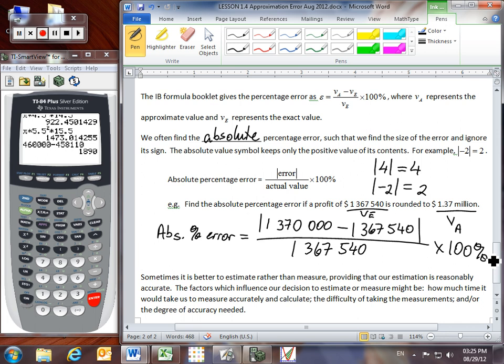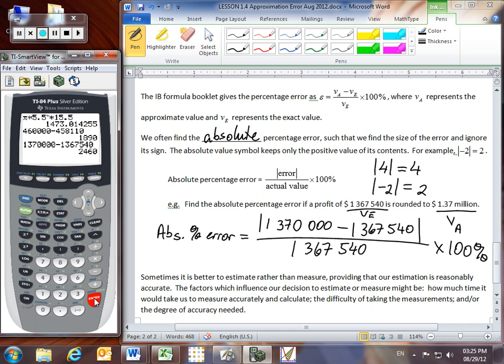Alright, here we go. 1,370,000 minus 1,367,540. So my numerator so far is, well, look at that, I'm lucky. It's a positive number. If this had been a negative number, the absolute value would force us to keep only the positive contents. So let's just pretend that this had been a negative 2,460. We would, as we continue our calculation, have to change it into a positive 2,460.